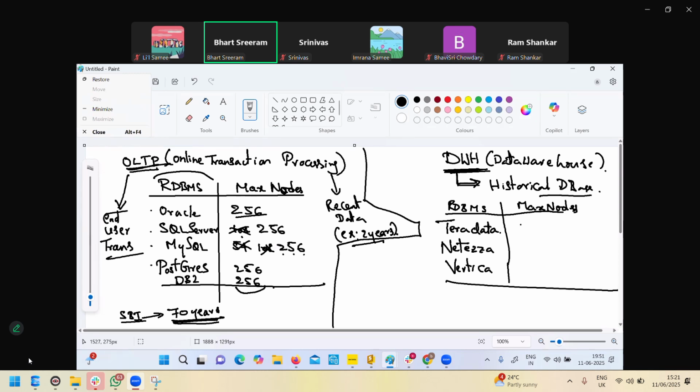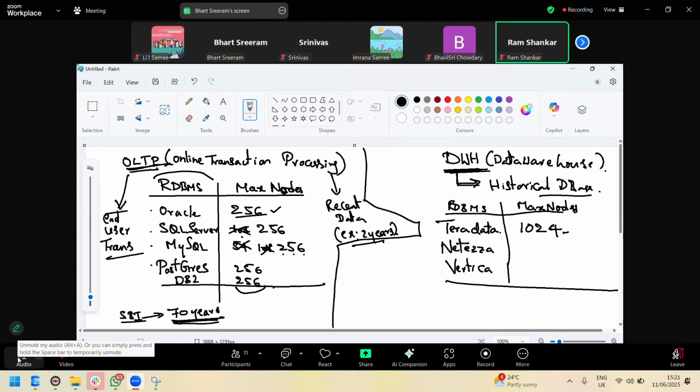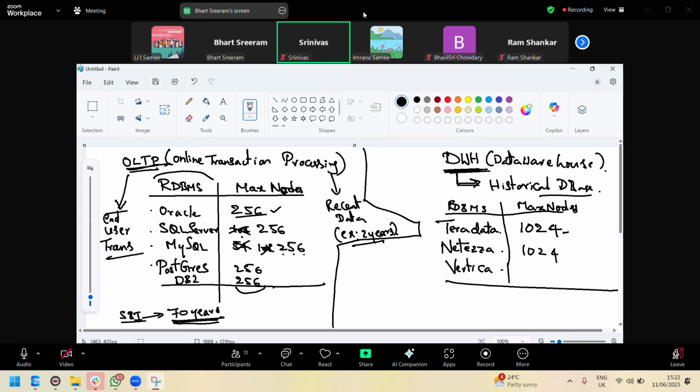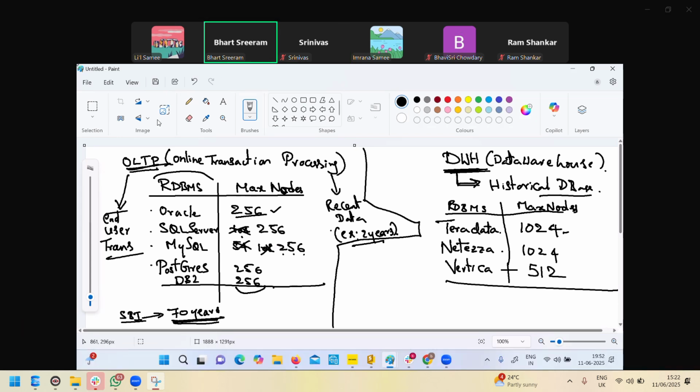So here, if it is Teradata, 1024. When compared with Oracle, is it high capacity or not? Yes. Okay, so 1024. Netezza 1024. I don't know why they put that limit. In Vertica 512. So that means when compared with Oracle, SQL Server, MySQL, it is 4 times bigger, right? Yes. That means 4 times higher storage capacity, and also very high processing speed.